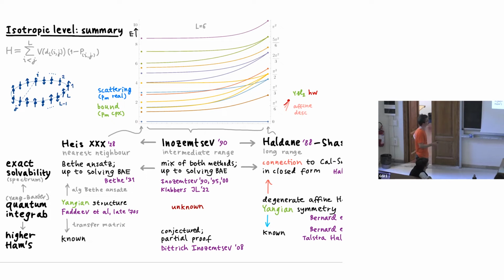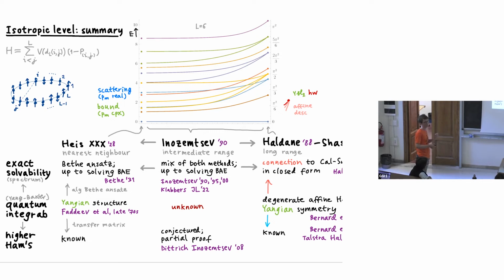For Inozemtsev, it turns out that you need to use both a Bethe ansatz and a connection to an elliptic Calogero-Sutherland model. So you really mix the methods here. And then again, you get an exact description of the spectrum up to solving Bethe ansatz equations. This was first done by Inozemtsev, and then we found a better parameterization in which we can really take the Heisenberg limit, as I showed you.